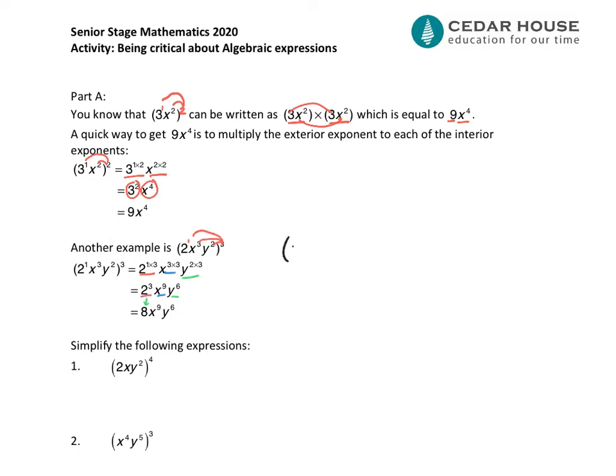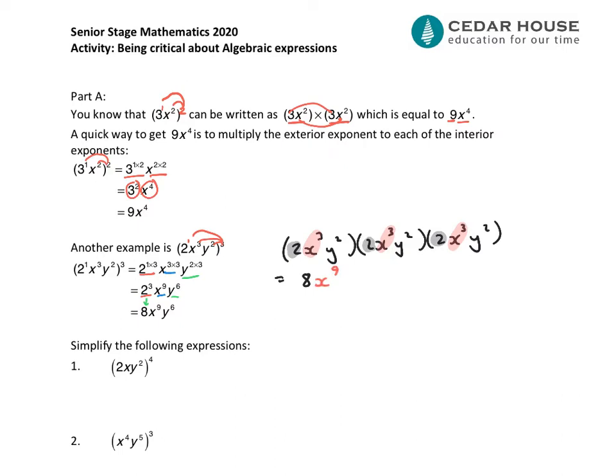That is, of course, exactly the same as going 2x cubed y squared times 2x cubed y squared times 2x cubed y squared. And let's check it out. So we've got 2 times 2 times 2. 2 times 2 is 4, times 2 is 8. And then we've got x cubed times x cubed times x cubed. How many x's are multiplying together? Well, 3 from the first part, x times x times x. Another x times x times x, another x times x times x. How many x's in total? x to the power of 9, right?